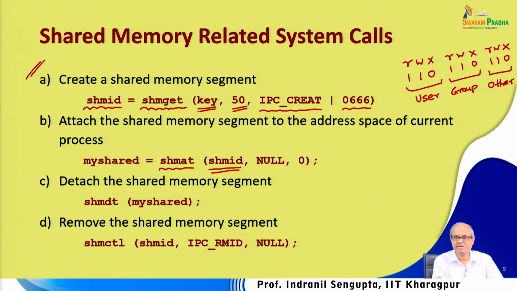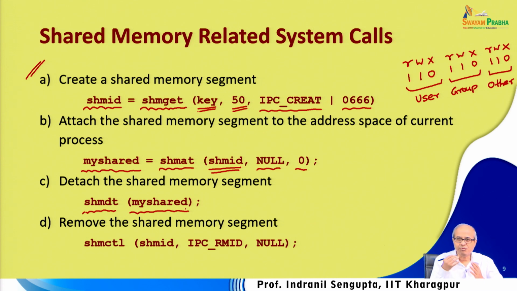And the other 2 parameters you do not have to worry about for the time being, we have to give NULL and 0, but there are other reasons also, I am not going into that detail. And when you want to detach the shared memory from a process, just call shmdt. shmat returns an address, a pointer in memory, my shared. So, when you are detaching, you have to specify that address.